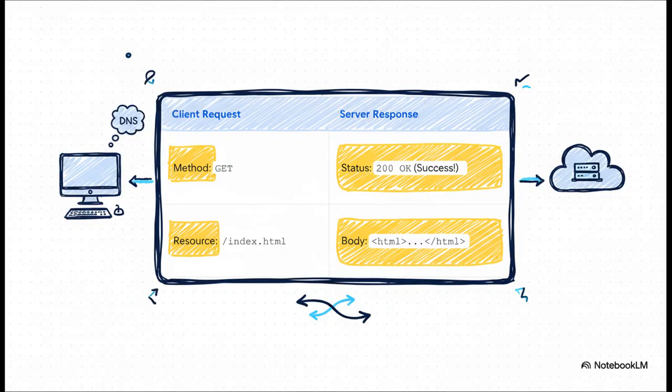And here's what a super basic chat looks like using HTTP. The client sends a request that says, hey, my method is to get something, and the resource I want is the main page, index.html. The server gets that, finds the page, and shoots back a response. My status is 200 OK, which just means everything's good. And here in the body is the web page code you asked for. See, it's just a simple, elegant little dance of request and reply.